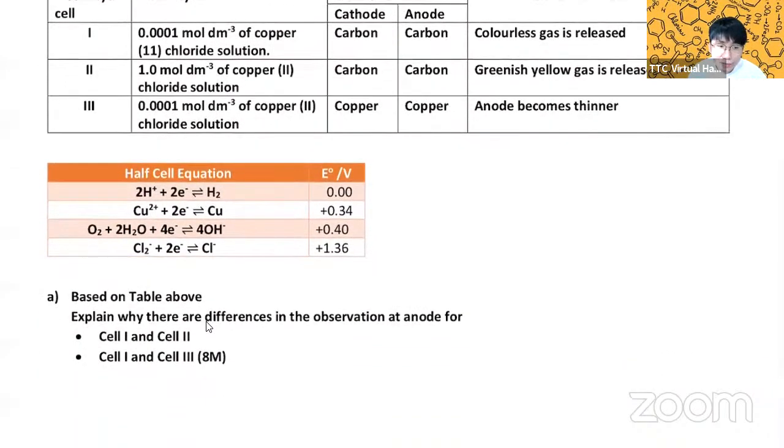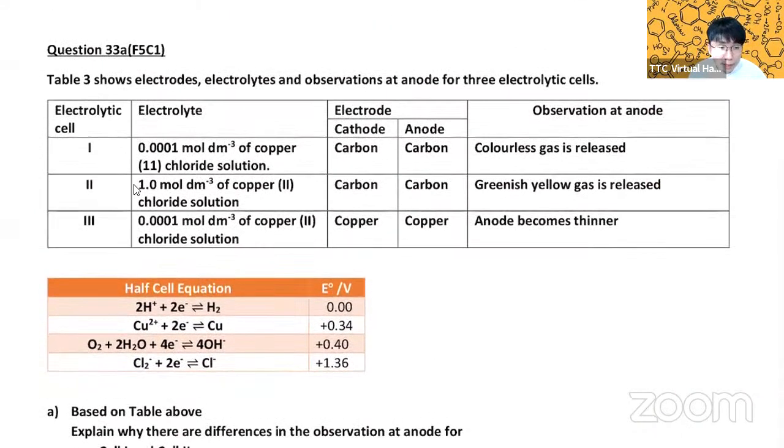Explain why there are differences in the observation for anode for cell one and cell two. So cell one, what's the difference? Everything is cathode. Your carbon is your cathode anode. Okay, so guys, if you remember when you do electrolysis, and because this is an electrolytic cell, it has three different factors to decide what to select at your anode and cathode. Remember that? So what are the three factors?